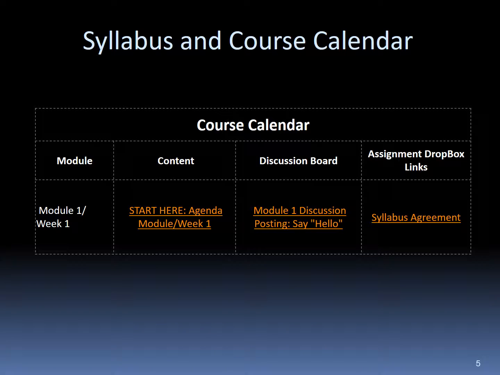The course syllabus and calendar can be found among the content pages. The course calendar provides date and module number, content for the week that will be covered, and assignment links. The course assignment section of the calendar provides a checklist of assignments that are due and their corresponding drop boxes.